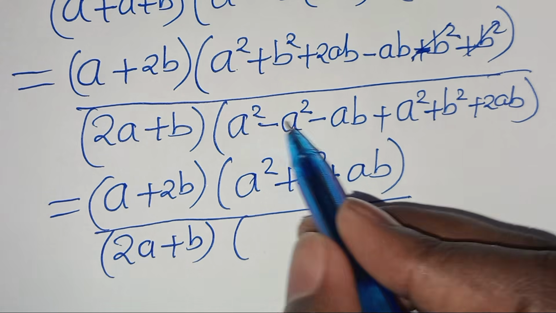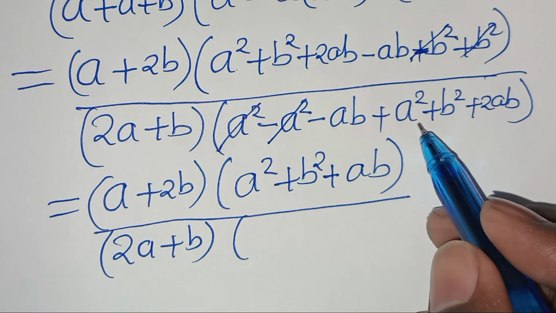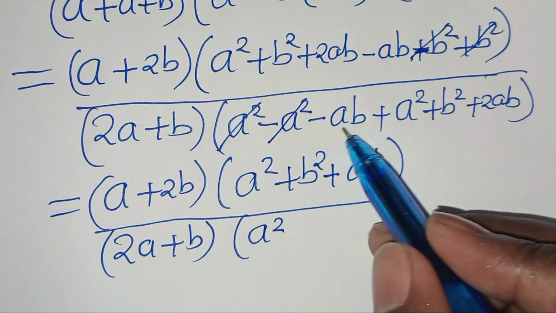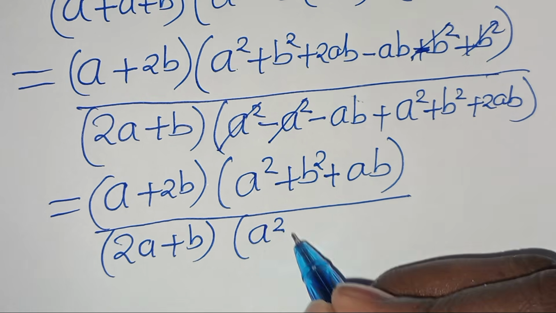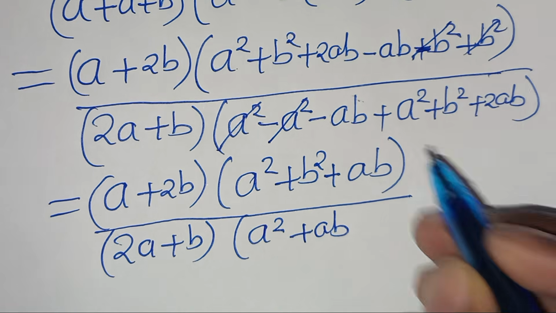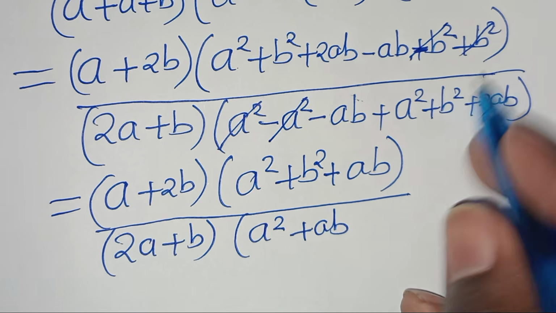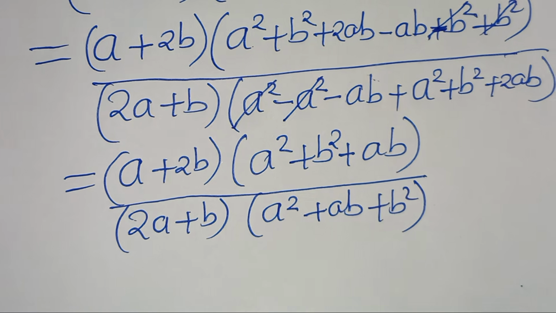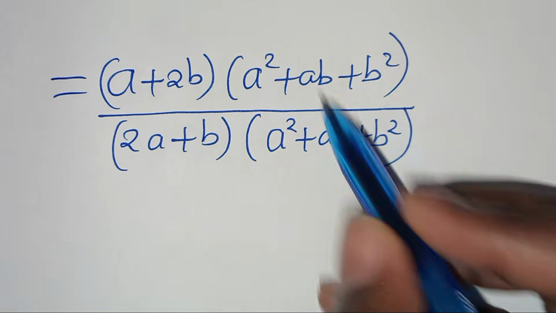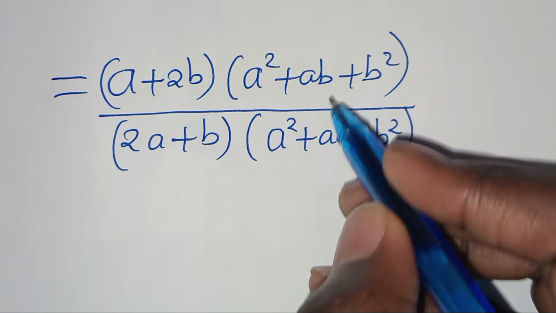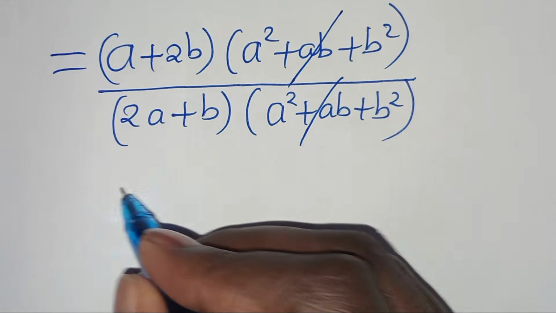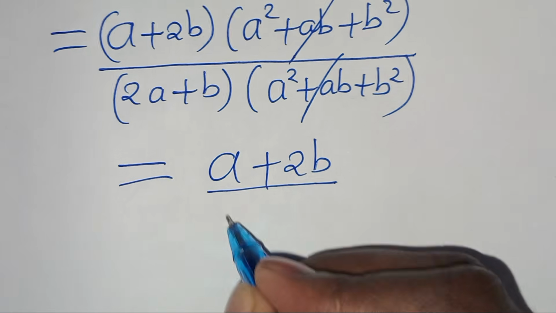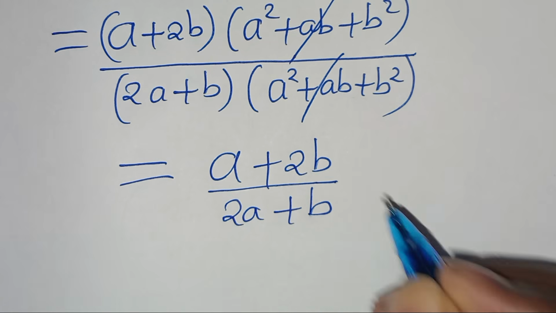This is a squared minus a squared, this simplifies. Then here we have a squared, now we have minus ab plus 2ab, so this is plus ab, then we have plus b squared. Now the next step from here, we have a squared plus ab plus b squared common here. So we can simplify, so that now we have (a plus 2b) divided by (2a plus b).